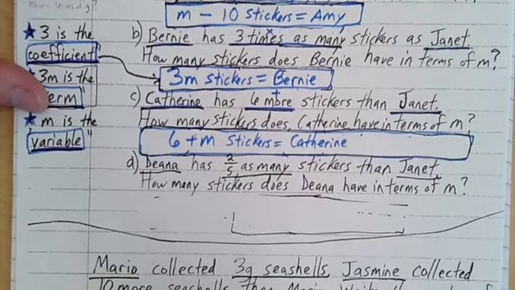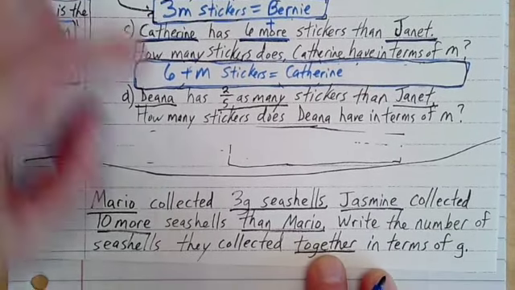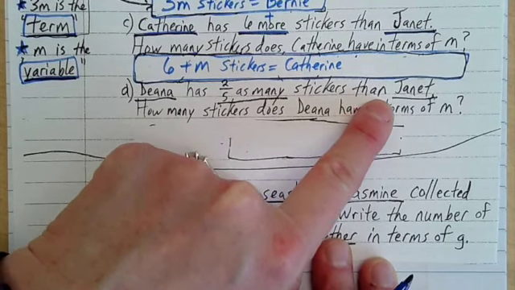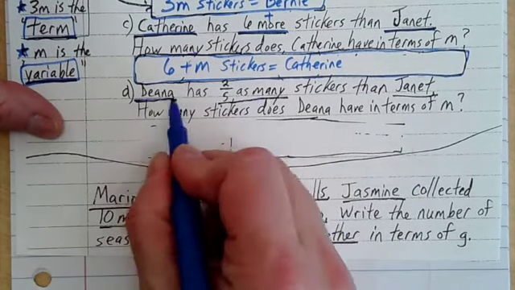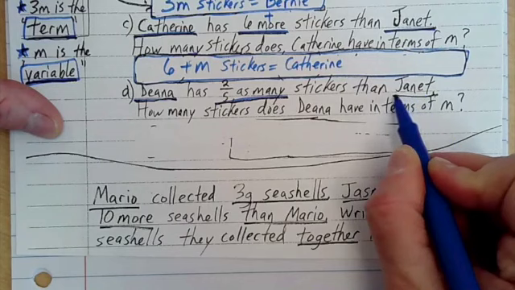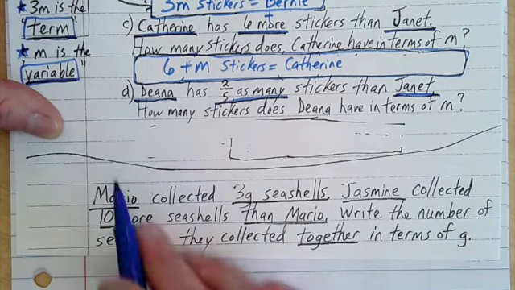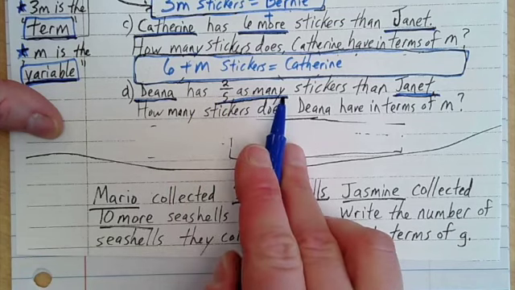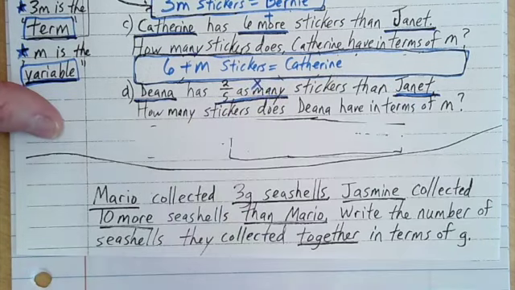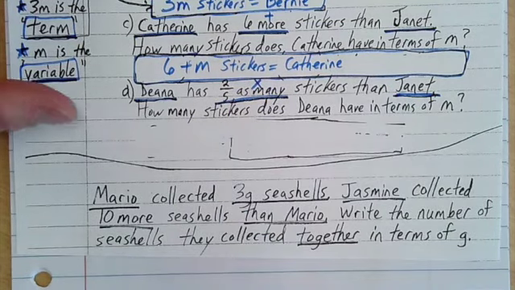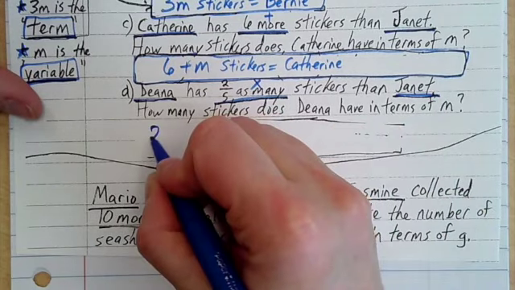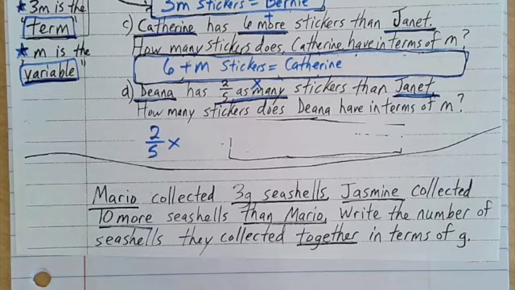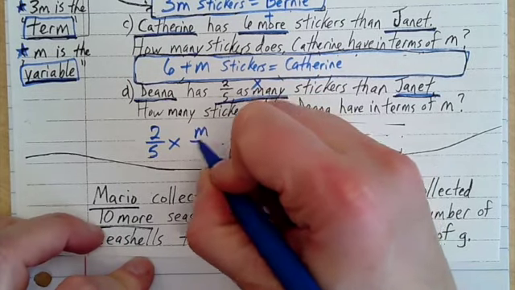The next example says that Dina has 2/5 as many stickers as Janet. So Dina has 2/5 as many as Janet. Remember, Janet had M, so how many stickers does Dina have in terms of M? 2/5 as many is actually multiplying. 2/5 as much. So you could take 2 over 5, and you could times it by M, which is weird because you're like, how do I make M a fraction? You could put M over 1.